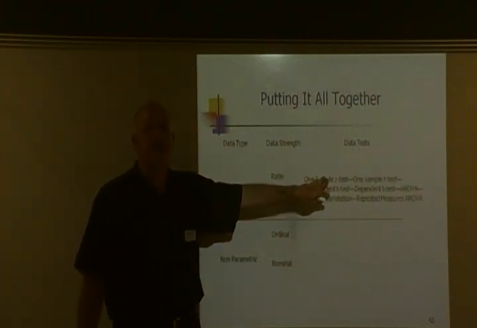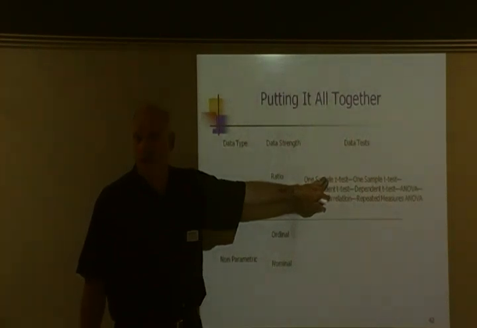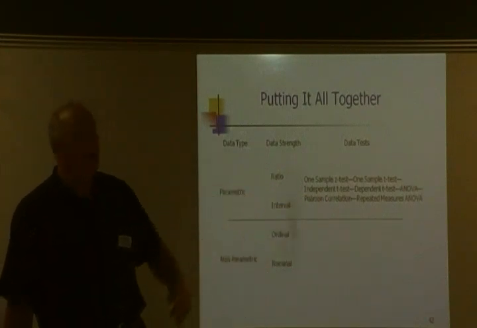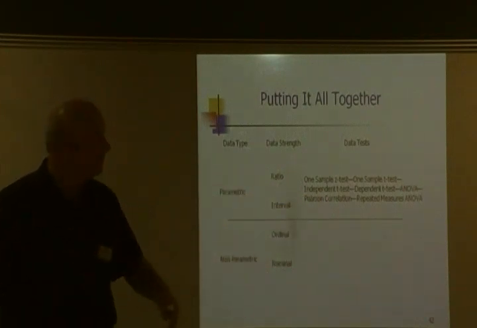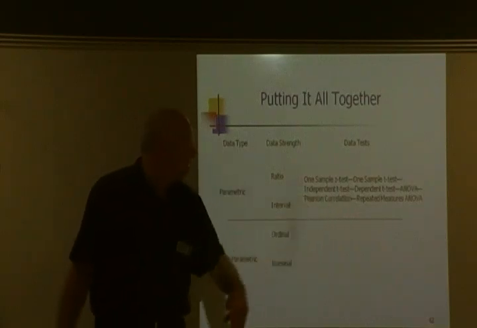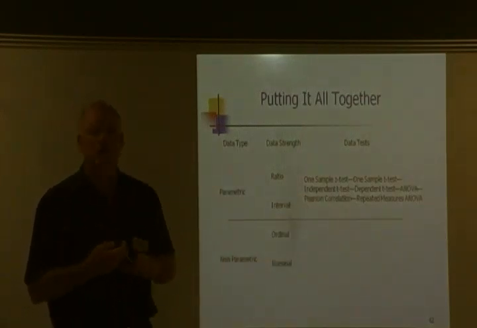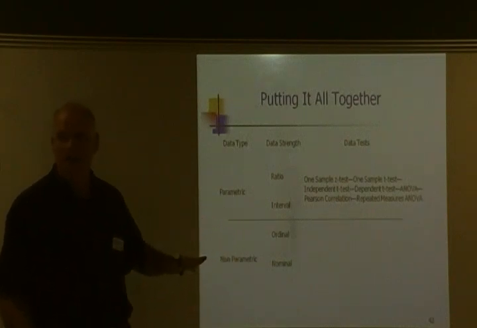These are the statistical tests that we're going to be talking about in the parametric realm here. One sample z-test, one sample t, independent t, dependent t, one-way analysis of variance or ANOVA, Pearson correlation, repeated measures ANOVA. Those are all tests associated with parametric that have to follow stringent assumptions.